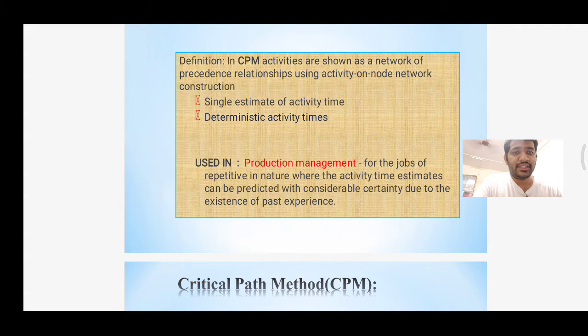Definition: in CPM, activities are most often shown as a network of precedence relationships using activity-on-node network construction, with a single estimate of activity time, that is, deterministic activity time. It is used in production management for jobs that are repetitive in nature, where activity time estimates can be predicted with considerable certainty due to past experience.